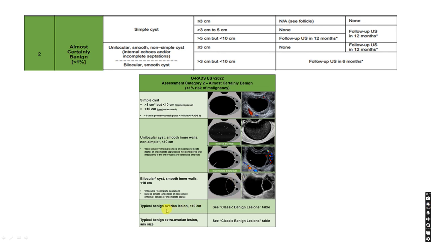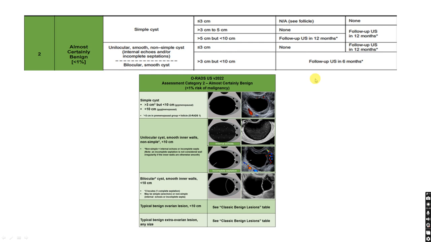Then O-RADS 2 also contains typical benign ovarian lesions less than 10 centimeter, and they are endometrioma, hemorrhagic cyst and dermoid cyst. And also they will include extra ovarian benign typical cystic lesions like hydrosalpinx, paraovarian or extra ovarian simple cyst, and peritoneal inclusion cyst. We will see how to follow up these 1, 2, 3, 4 cystic lesions in this slide.